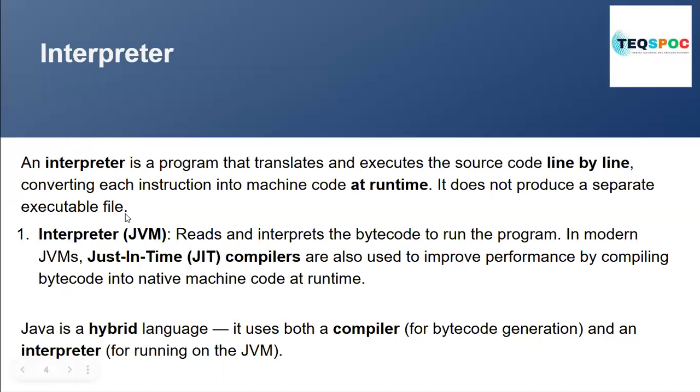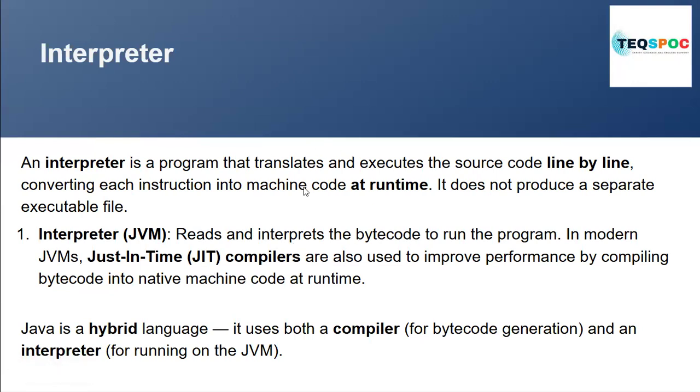So basically a JVM machine has an interpreter and a just-in-time compiler. It basically converts your bytecode into machine code. An interpreter is a program that translates and executes your source code line by line, converting each instruction into machine code and running it. Because of this machine code, your Java can be run on any system. Any system means Linux, Windows, Mac OS.